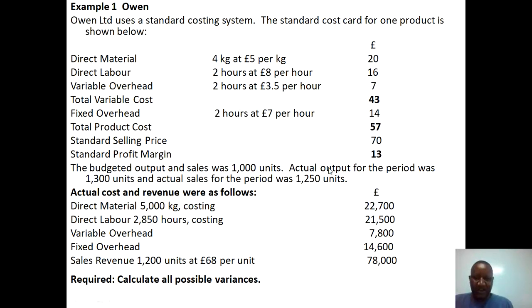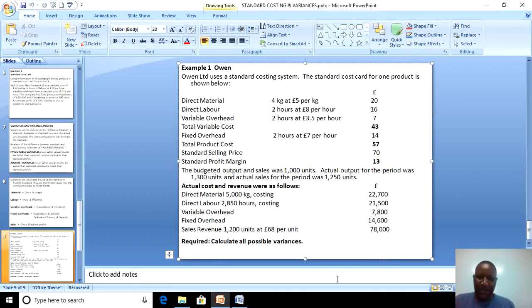What else does relate to labor? The actual output. The actual output, we are told it's 1,300. This is directly linked to the labor cost. And then we have direct labor. Actual hours were 2,850, and the total cost of the 2,850 hours was 21.5. So pick those three pieces of information that you have been given in relation to labor, so that we can go and begin to work with the labor variances.